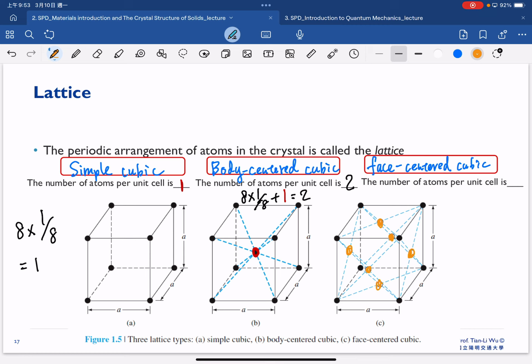And if we try to count the number of atoms inside this unit cell, we still have the 8 in the corners, but now we have 6 in the faces, and each one contributes 1 over 2. So in the end, in the case of face-centered cubic, the number of atoms per unit cell is 4. So that's a basic calculation to understand how many atoms are in one unit cell in the case of simple cubic, body-centered cubic, or face-centered cubic.